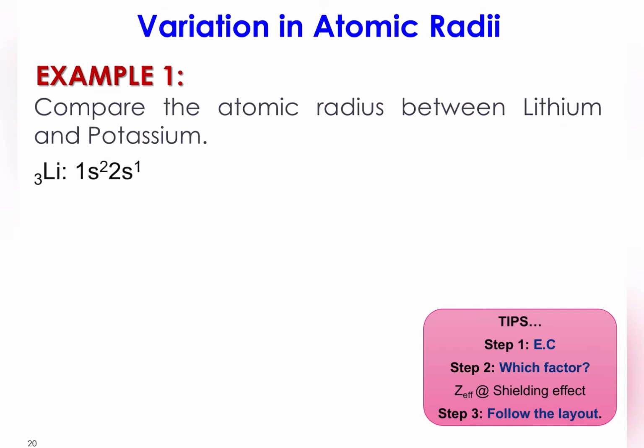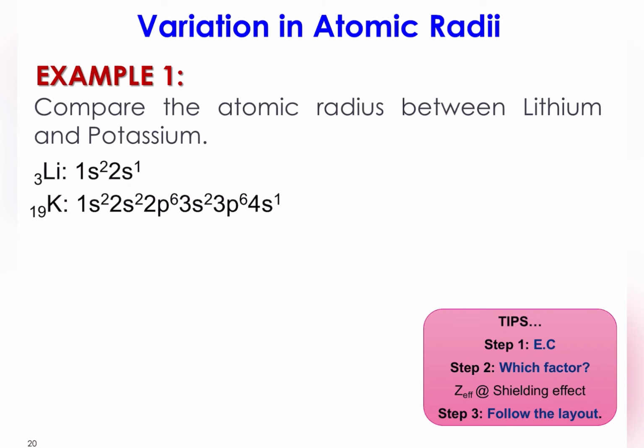So for lithium it is going to be 1s2, 2s1 because the proton number for lithium is 3. And of course, the electron number is also the same. And for the electronic configuration of potassium, we have 19 electrons.